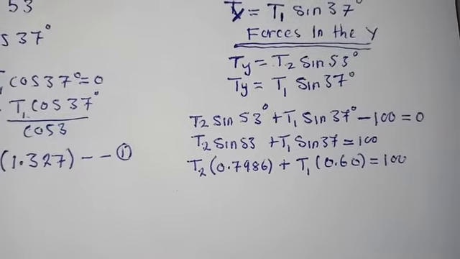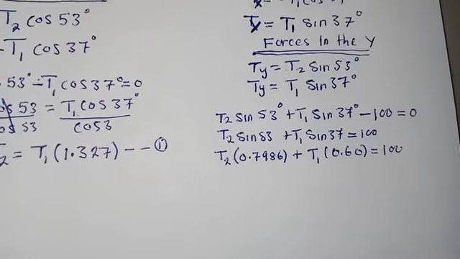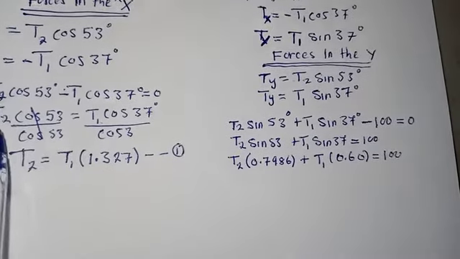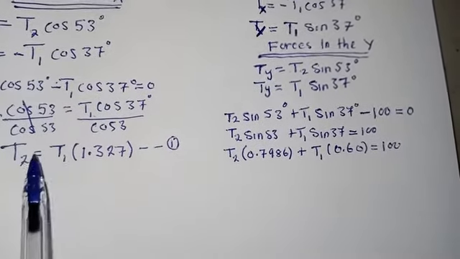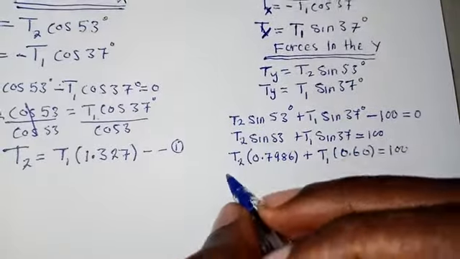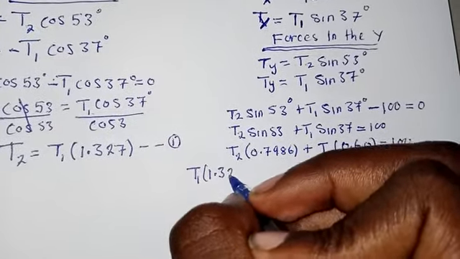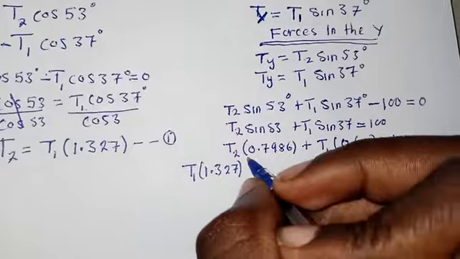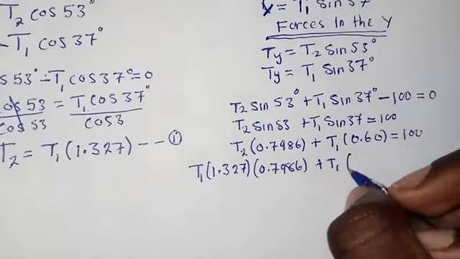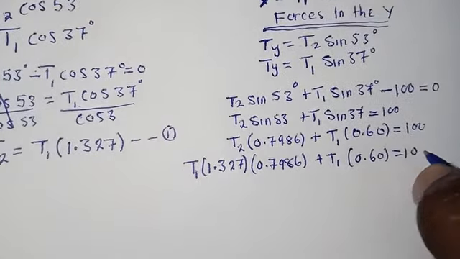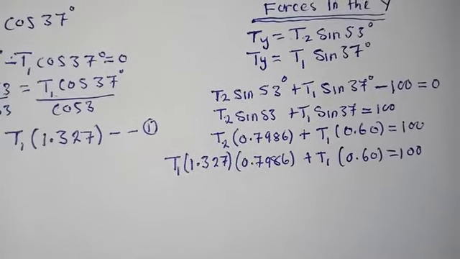Okay, now when you reach here, what do you do? Since we have T2 equal to this, where there is T2, we're going to replace it with this expression. So it's going to become T1 times 1.327, times 0.7986, plus T1 times 0.60. This must equal 100. Now, when you check, you discover that we have everything in T1, and it's going to be easy like that.